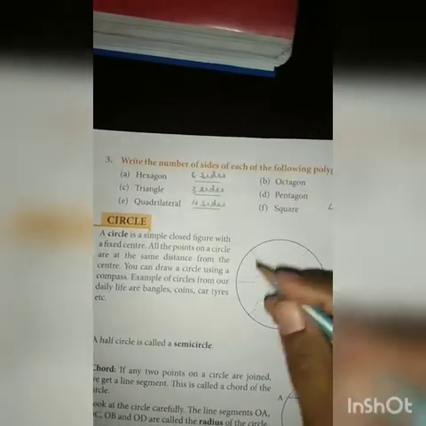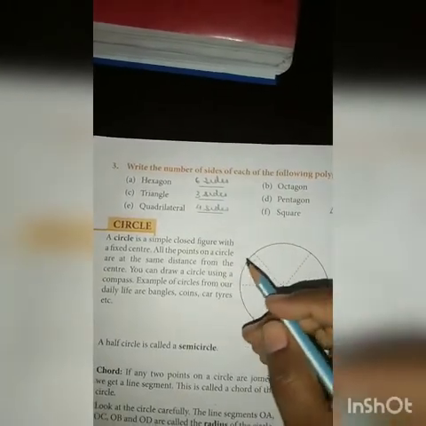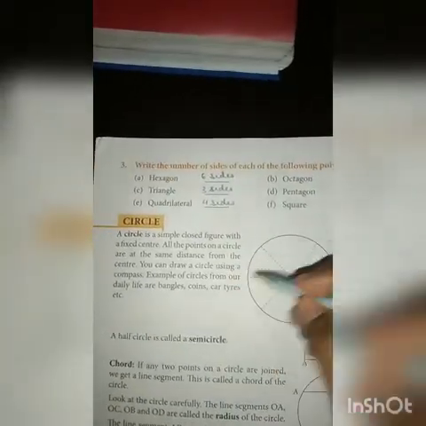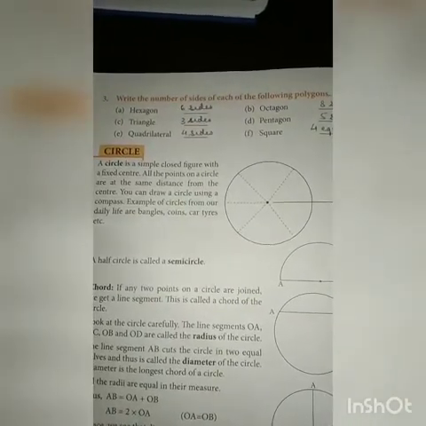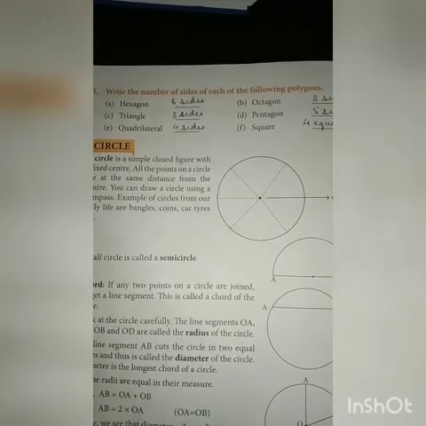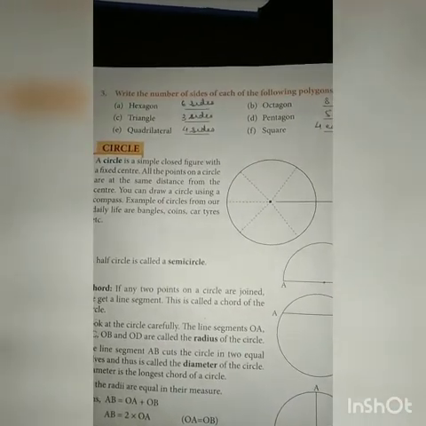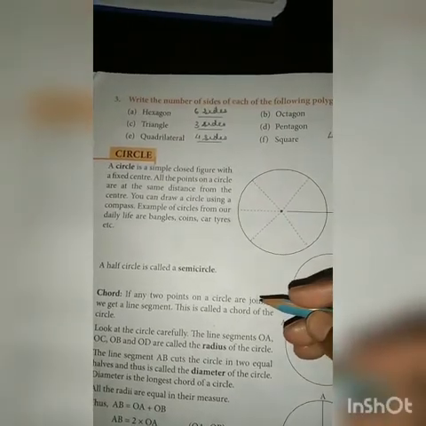These 3 questions you have to do in your book. So tomorrow we will do the next topic, that is circle. So you have to be ready with your compass from which you can draw the circle easily. So be ready with your compass and pencil for this new topic, circle.